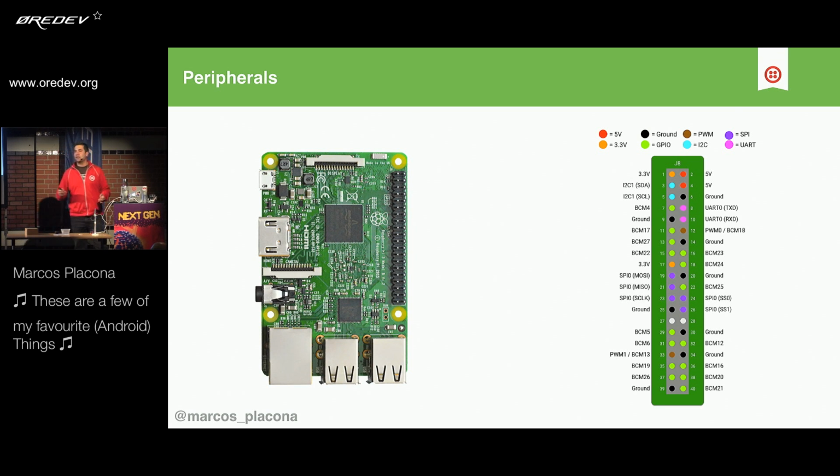So each sensor and each external bit of hardware will have a need here. So some of them will just use the regular GPIO.